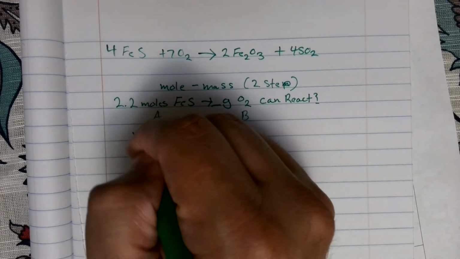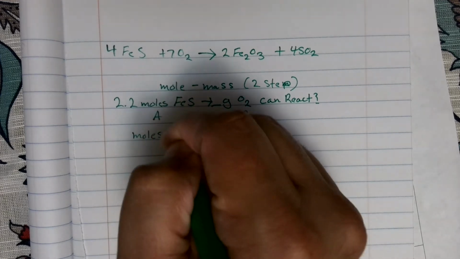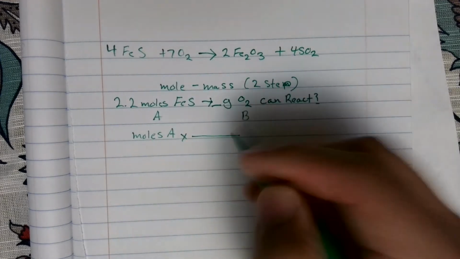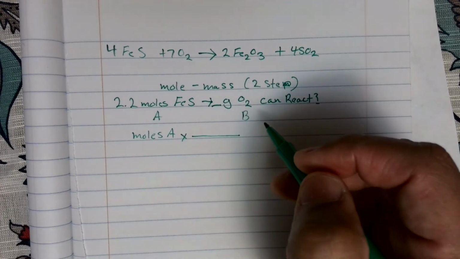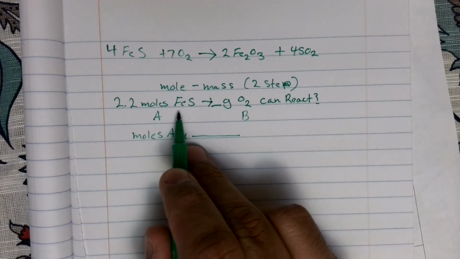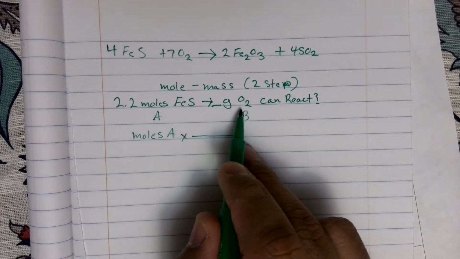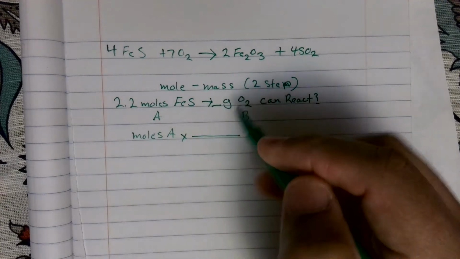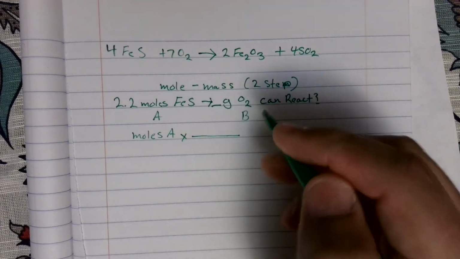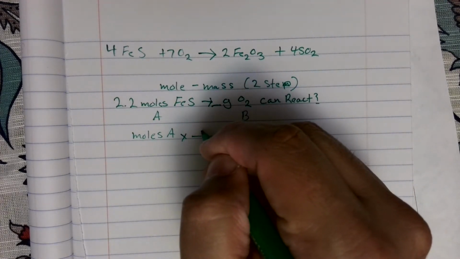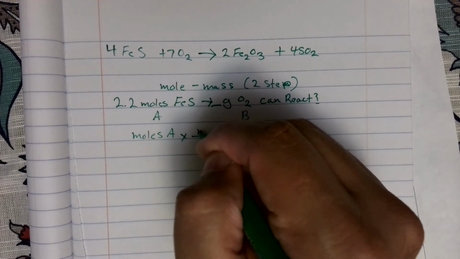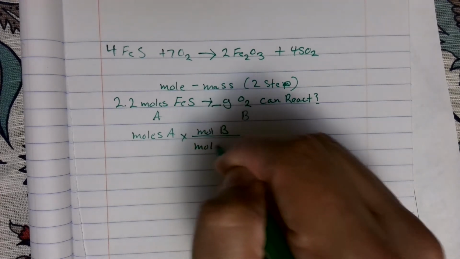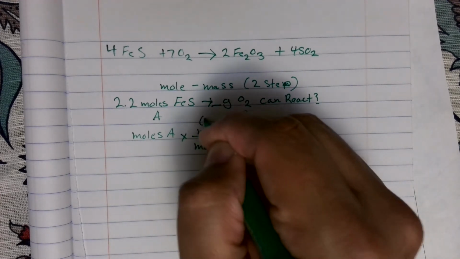This is going to be moles of A, okay, multiplied by our mole ratio from the equation up here. So in this case, we're looking at the iron sulfide and the oxygen. So at this section, what we need to do is use the ratio from here. So that's going to be moles of B on the top, and that's going to be moles of A on the bottom. Okay, that's the ratio.